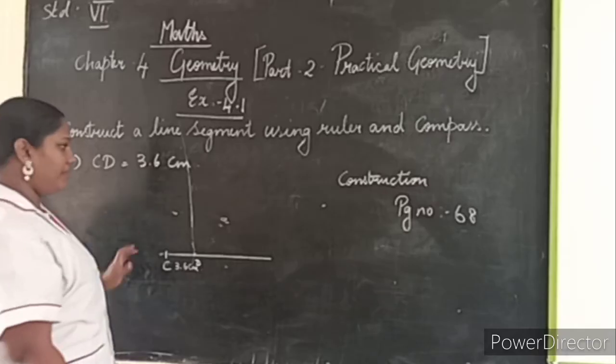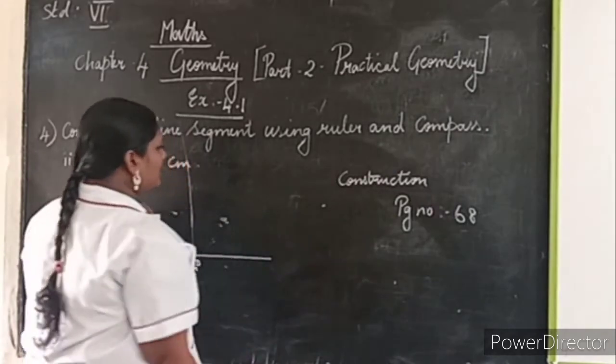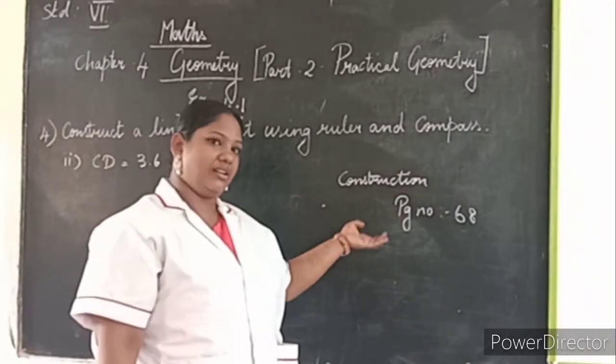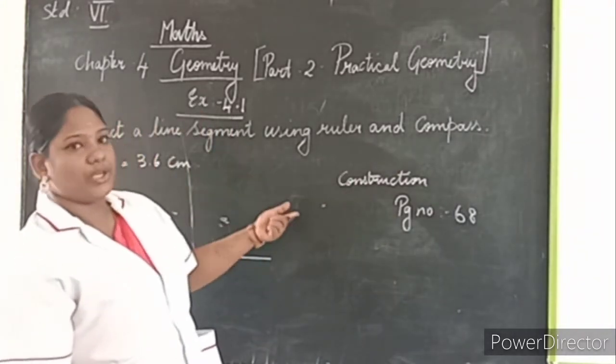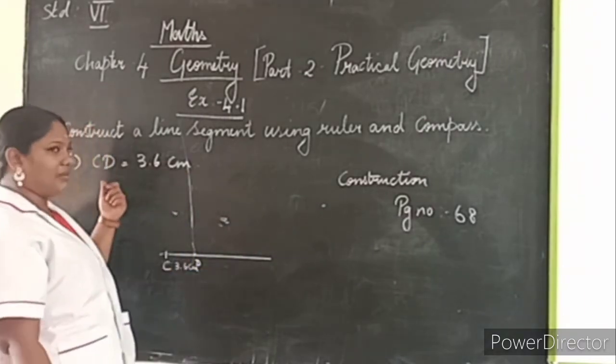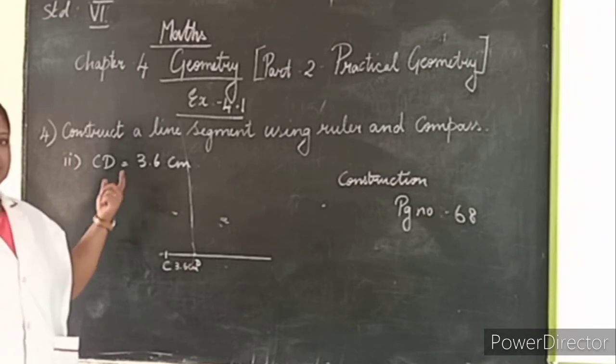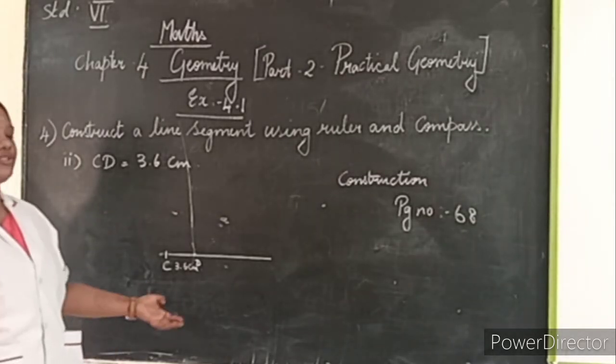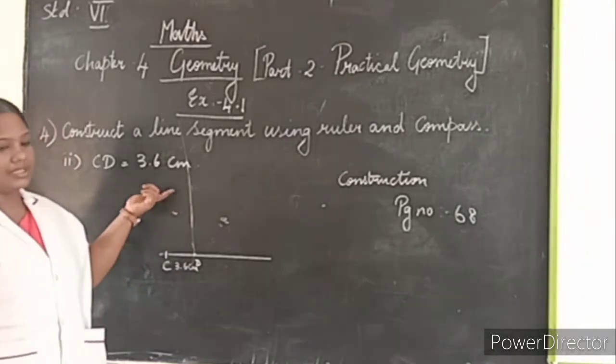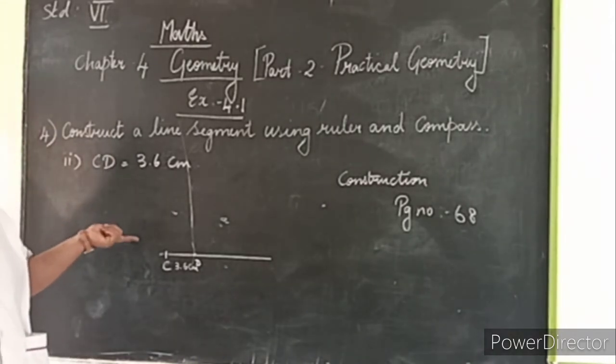Now the construction, the same page number 68. What do you have to change? Where PQ is equal to 5.5 centimeter is given, you have to change it as CD is equal to 3.6 centimeter. Yes, students, I hope you understood this. We'll go to exercise 4.2.